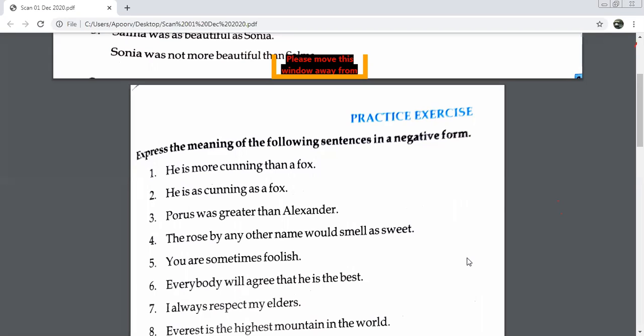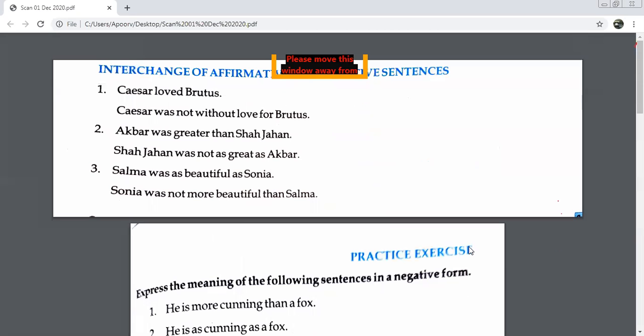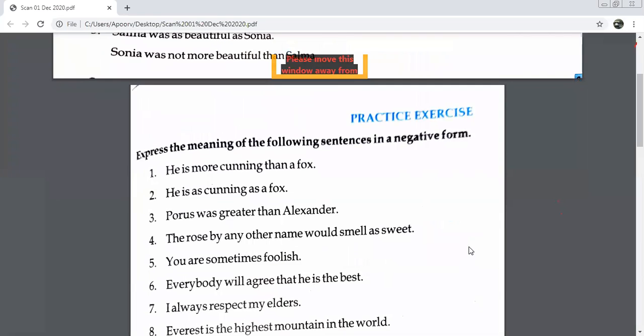He is as cunning as a fox. Now both of them are equal. I had given you an example of this. Fox is not more cunning than him. Very good. Fox is not more cunning than him. And the last one, he is more cunning than a fox. A fox is less cunning than him.